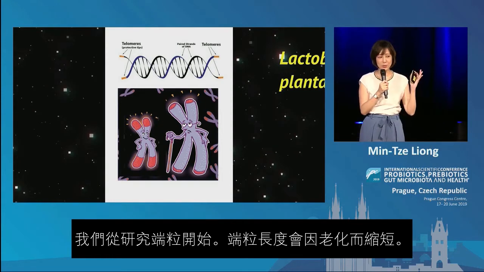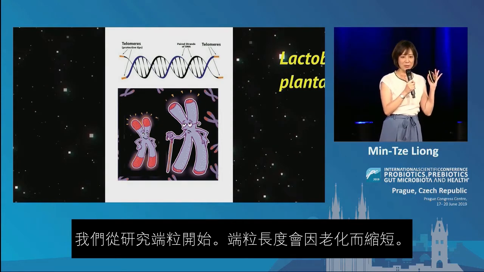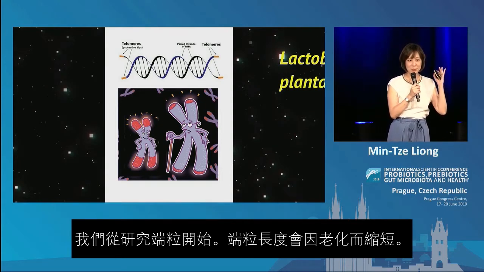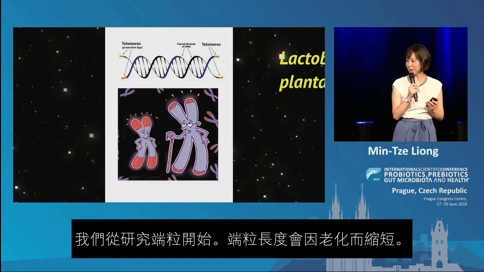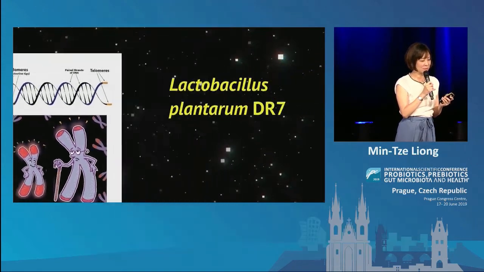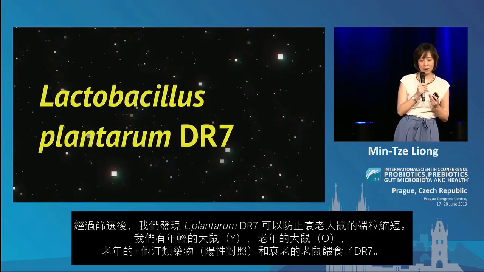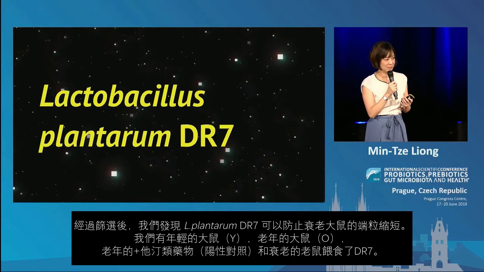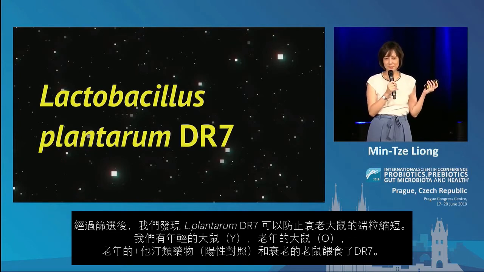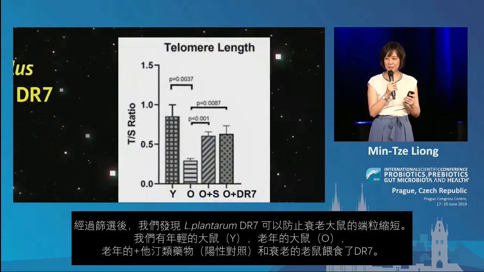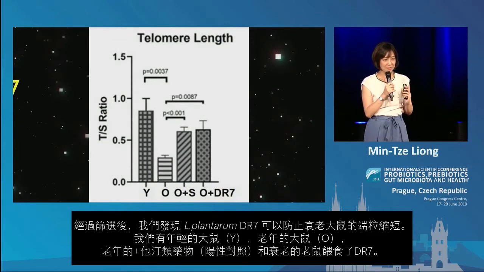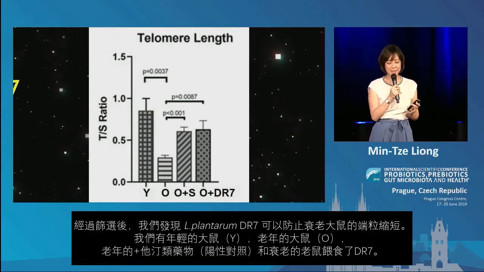So this is a cartoon, as we can see. As we are aging, we're losing hair, so am I. So we're losing our crown of glory. And telomere is the same thing, it's going to get shorter and shorter. So do we have a solution for that? Well, we screened more than 100 strains. And this particular one, plantarum DR7, actually showed a prevention of telomere shortening in aging rats.